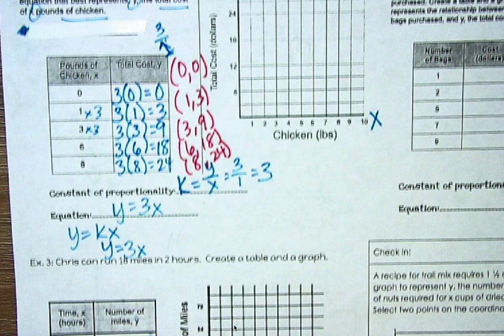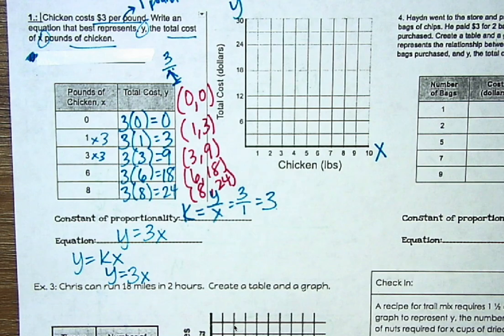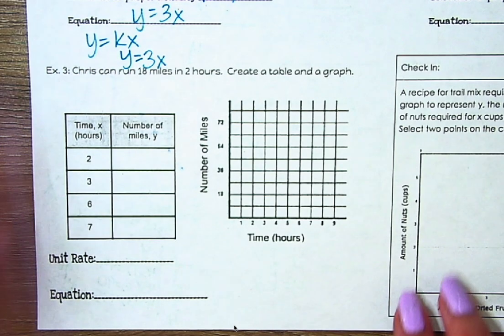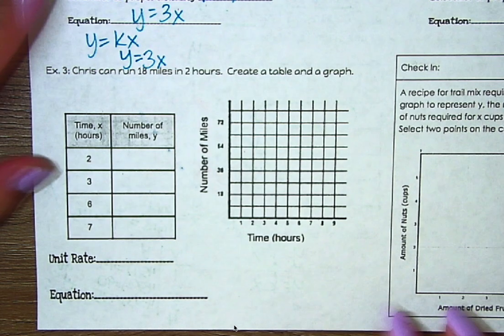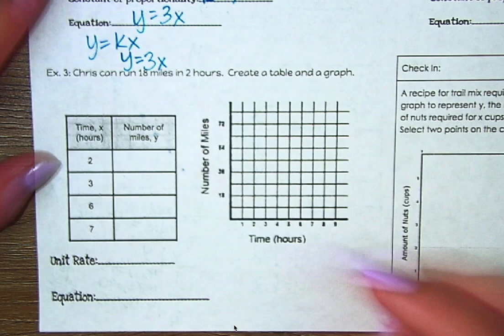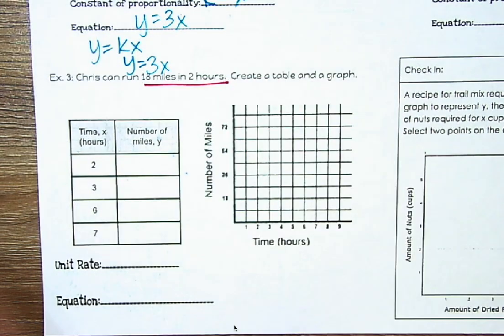Okay, let's move on to example 3. If I went too fast, just pause the video so you can write all that down. Example 3. It says Chris can run 18 miles in 2 hours. Create a table and a graph. Okay. Again, I'm going to underline important information.